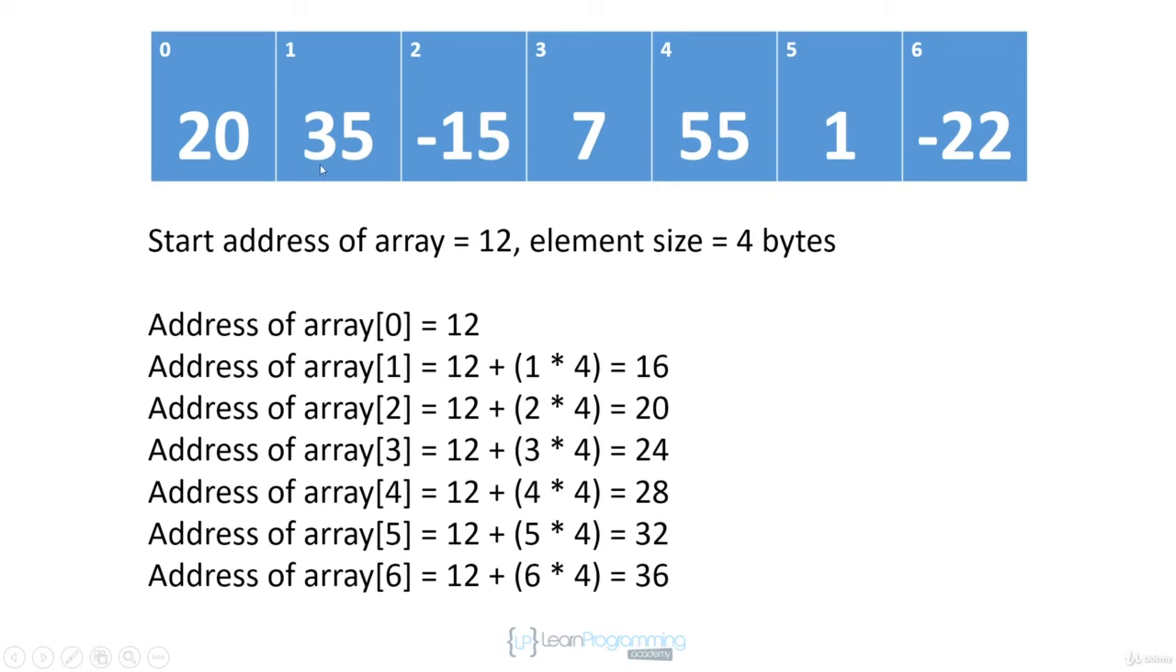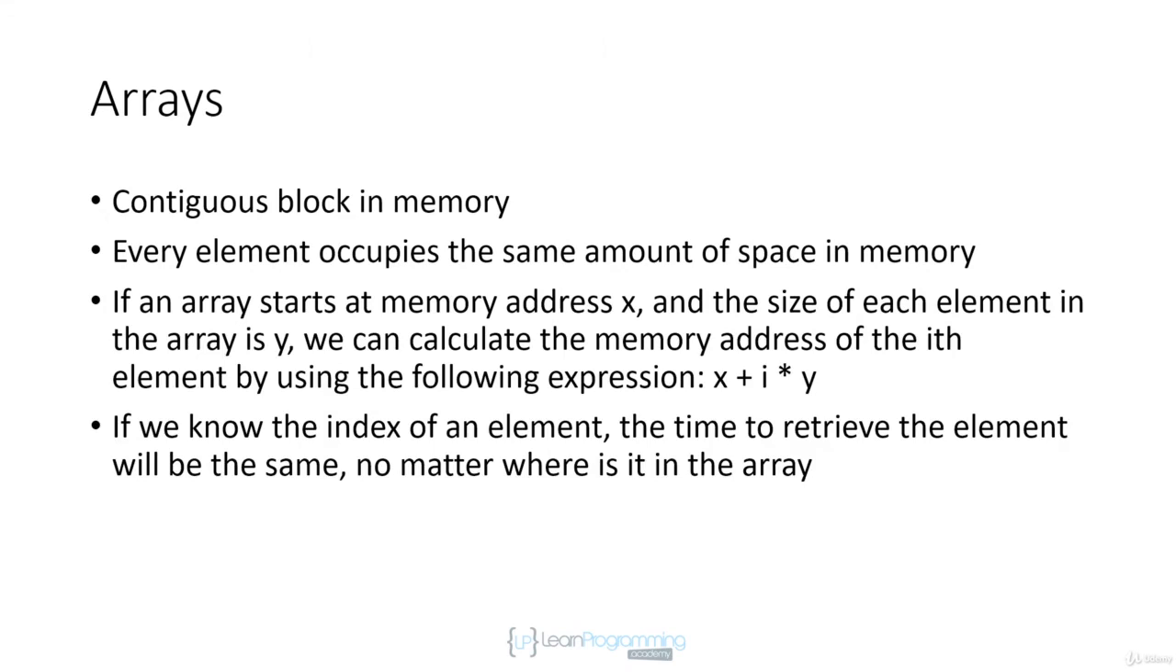And so if we want the second element in the array, we start at the memory address, which is 12, and we add 4 bytes. And now we're at the start address for the 35. So that's 12 plus 1 times 4 equals 16. And if we go back to our calculation here, that's x plus i times y. So x is the 12. i is the index, which in this case is 1, and y is the size of each element in the array, which is 4. So that's how we're doing this calculation.